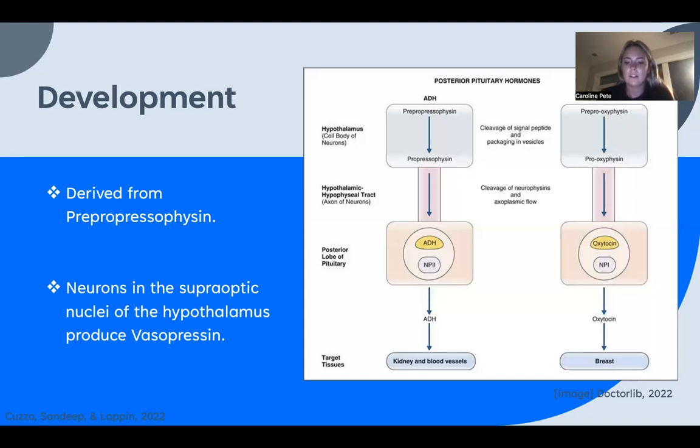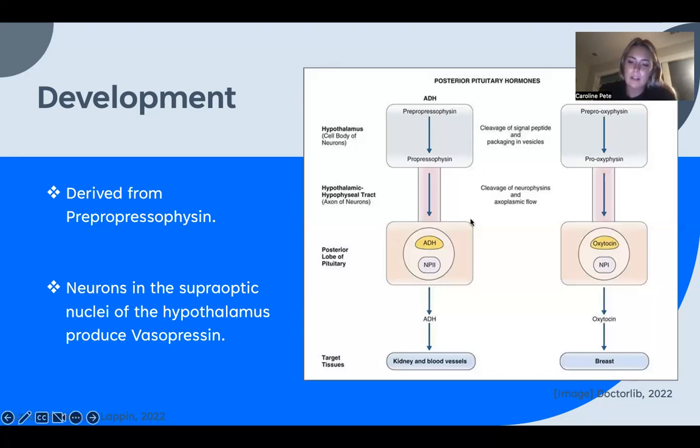Storage vesicles are then sent down the neuron's axon via the hypothalamic hypophyseal tract and are released in the posterior pituitary. The secreted hormones enter the body's systemic circulation through nearby fenestrated capillaries.